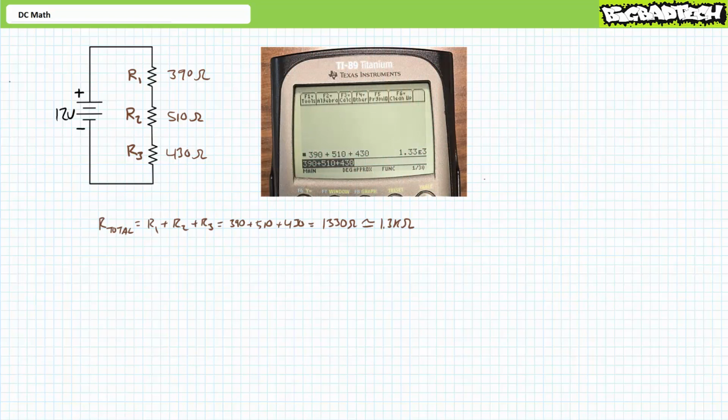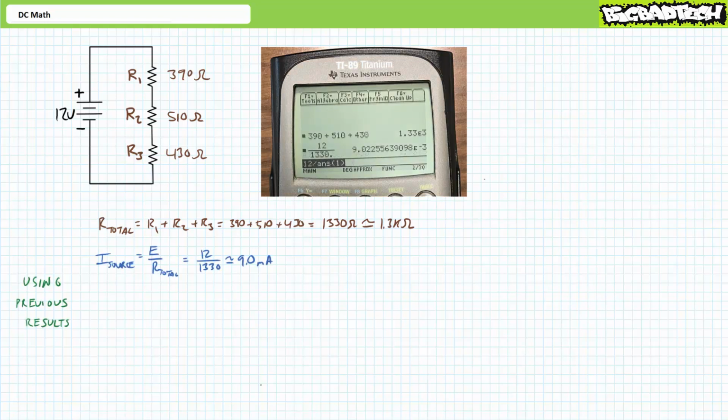Step 1. Solve for total resistance. Series resistances add up. R total equals R1 plus R2 plus R3. Resistance is measured in units of ohms. Enter 390 plus 510 plus 430 and press enter. The calculator says 1.33 E3, which means 1,330 ohms using the base unit. If we were asked to express this result using proper engineering format rounded to the tens place, this would be roughly 1.3 kiloohms.